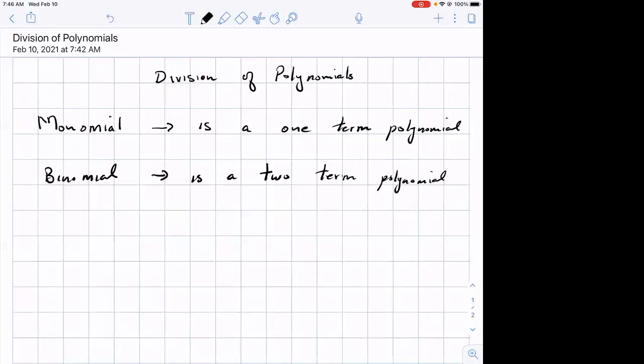Hello. Today we will look at division of polynomials. Before we get into the whole division process, I just want to quickly remind you about two terms we'll use a lot in this video. One is a monomial, which is a one-term polynomial. We'll also look at a binomial, which is a two-term polynomial.